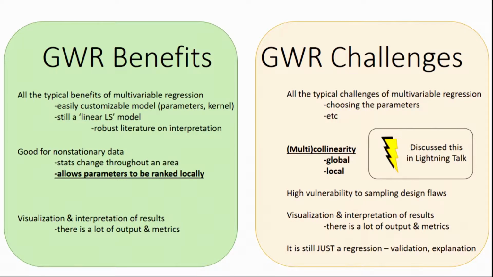Multicollinearity is one of the challenges that we face when we do any multivariable regression. I talked about this quite a bit in the lightning talk, and I resolved it a little more with a Monte Carlo method. You'll have to see that one there. This is just a one-run GWR this time. Keep in mind that this is still just a regression. It's going to require validation and explanation, like many of our other presenters today have discussed.